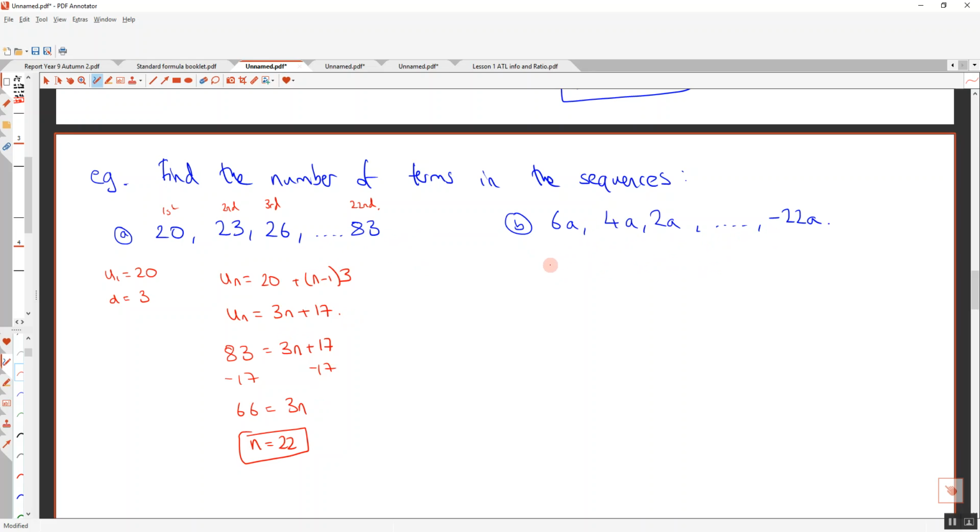For this one, first term is? 6a. Common difference? 2a? Second, common differences?